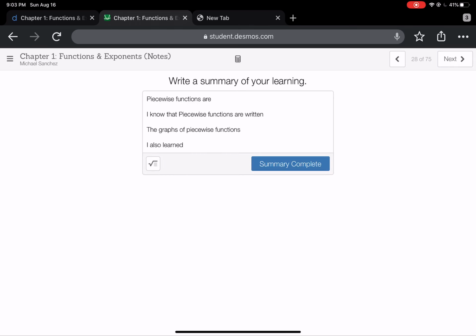All right, so this is the end of lesson 1.2. In this lesson, you should have learned what piecewise functions are, how they are written, how they are graphed, and a couple other things that we learned in this last slide.